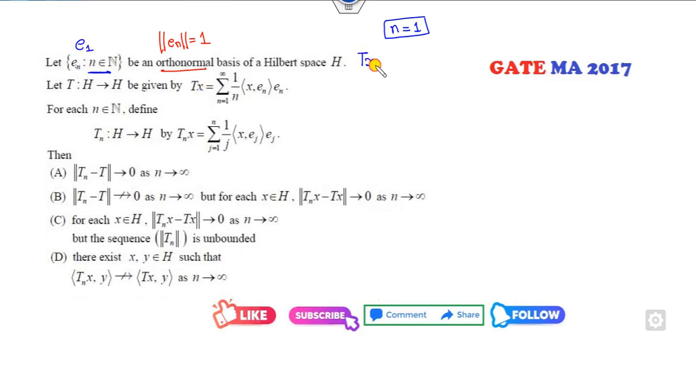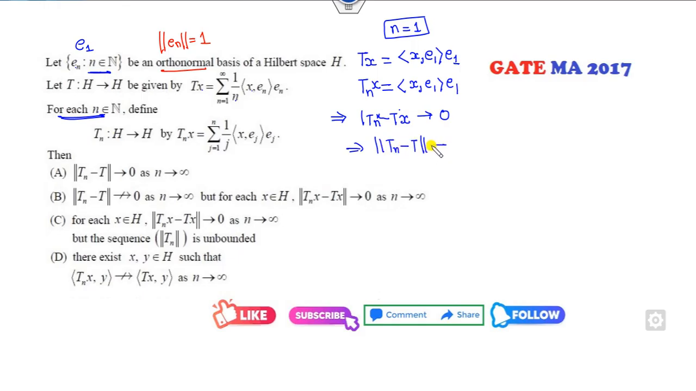Then what is my T of x? T of x is the summation, n is 1 only, so it's the inner product of x with E1, times E1. Then what is there for each n? I can assume n is 1, so Tn will be the inner product of x with E1, times E1. So both are the same. So what does it mean? Tn x minus T x will be 0. So it means the norm of Tn minus T will be 0. So the first option will be satisfied.